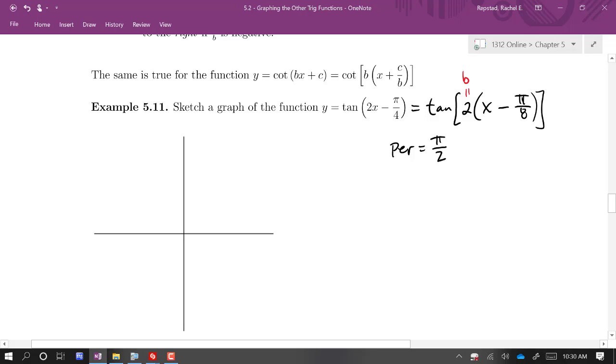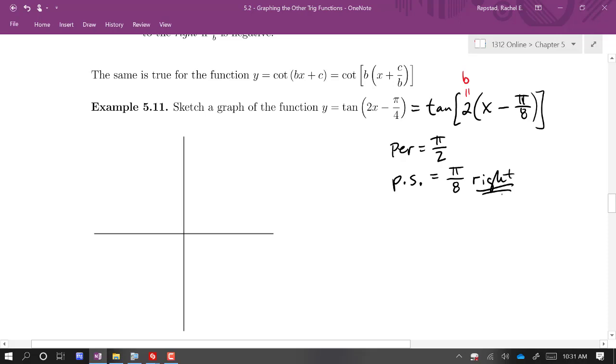Right, the period of tangent, tan of x, is pi, so the period of tangent of 2x is pi over 2. The period is pi over 2. The phase shift, which I'm going to abbreviate as just PS, is pi over 8, and we're subtracting pi over 8, so that means it's going to the right.